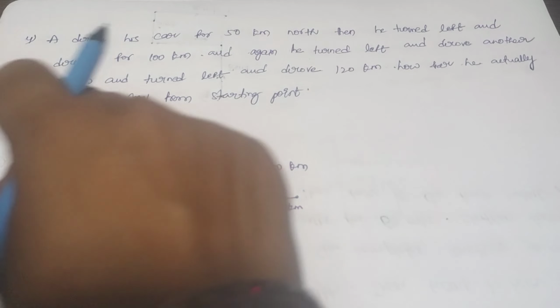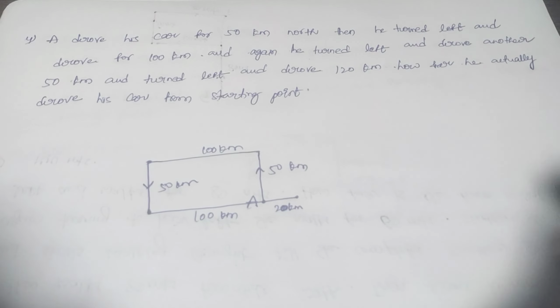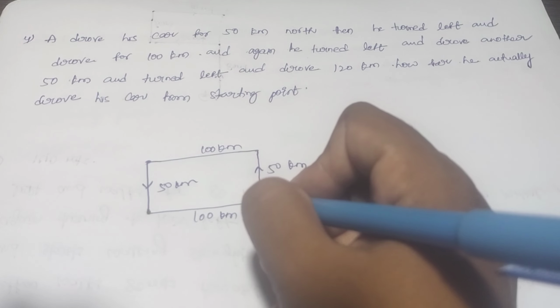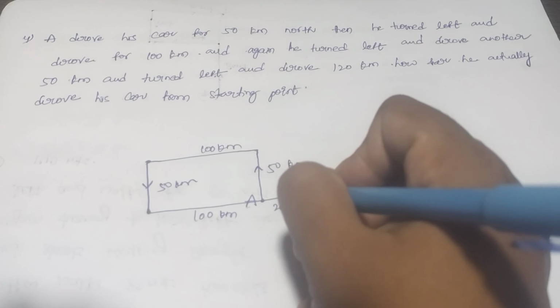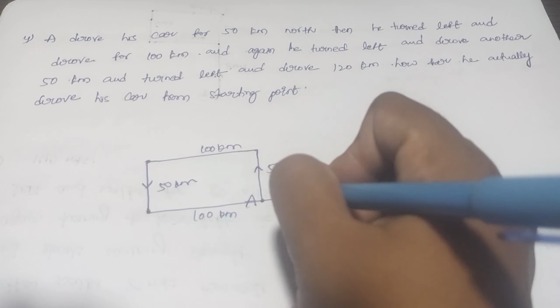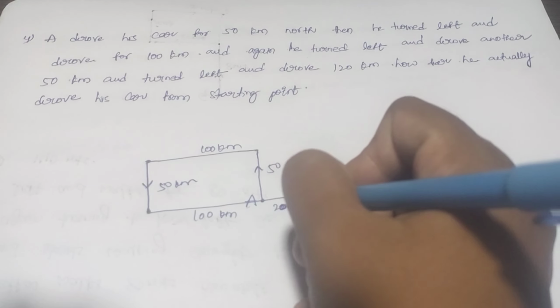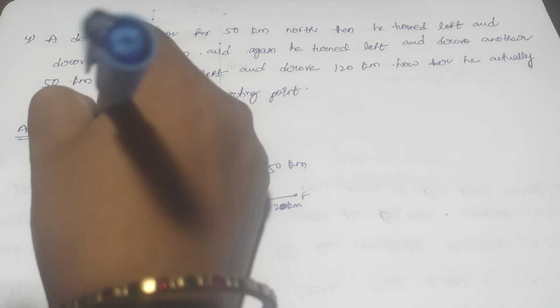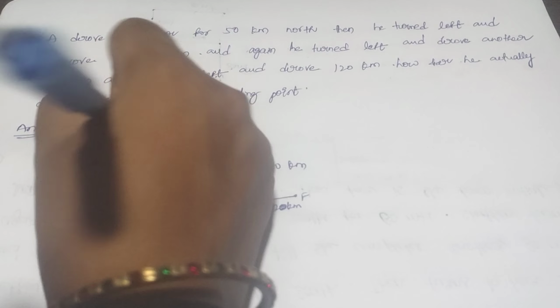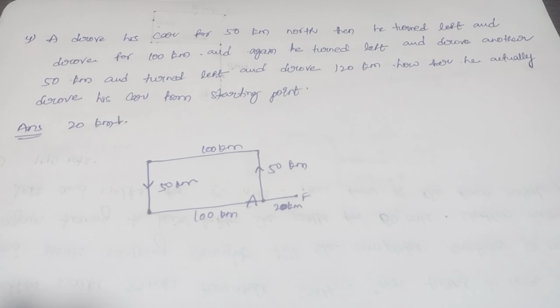How far did he actually drive his car from the starting point? Now this is the starting point, got it right, and this is the final point. From here to here, what is the distance? 20 kilometers. Now what is the answer here? 20 kilometers. This is the answer for this particular question.